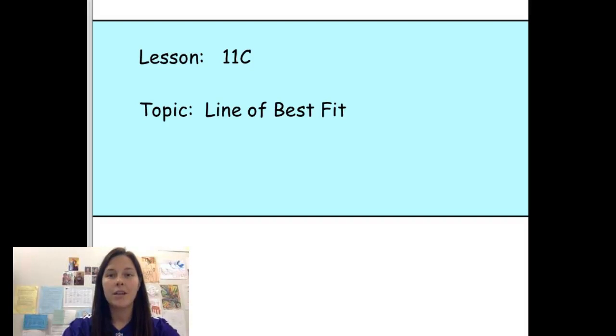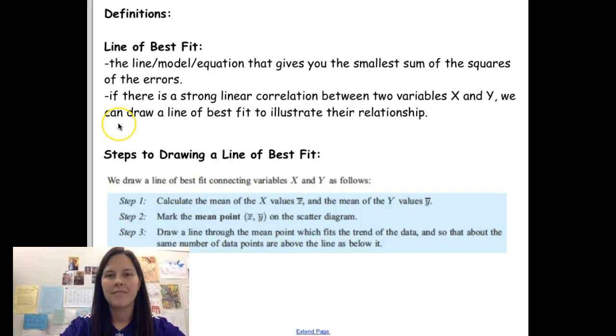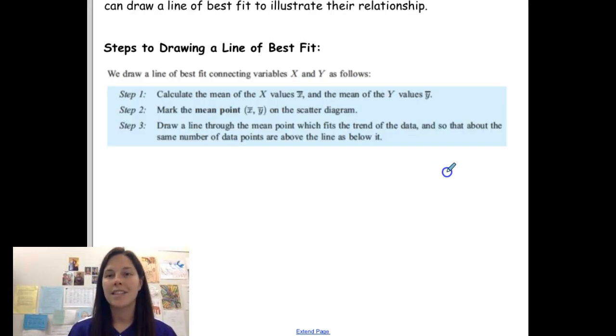Today we're going to learn about how to create a line of fit through a data set. First of all, we've got a definition of what the line of best fit is, which we'll learn how to calculate with our graphing calculator tomorrow. However, today we're going to just learn how to kind of eyeball a good line of fit through a data set. You can see here the steps to creating a line of fit through a data set.